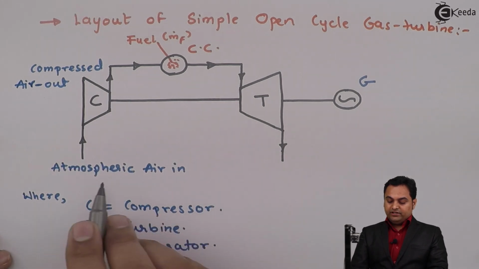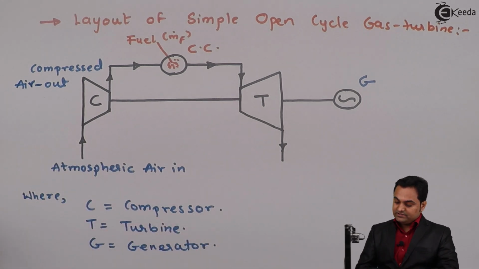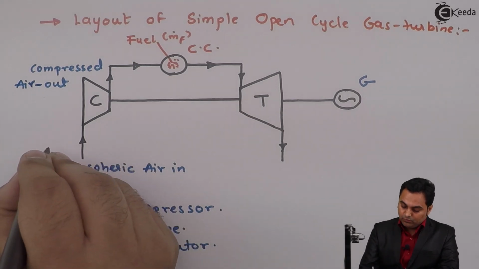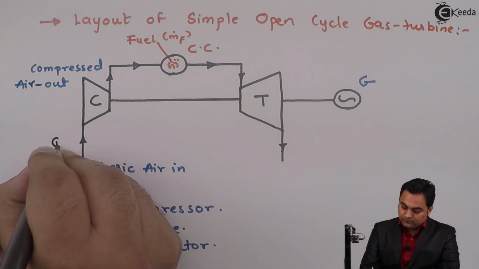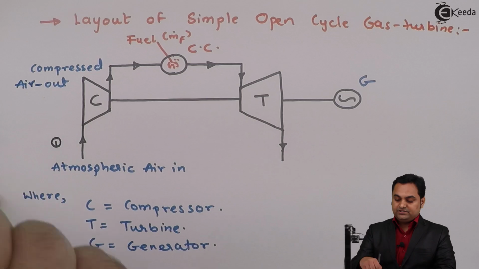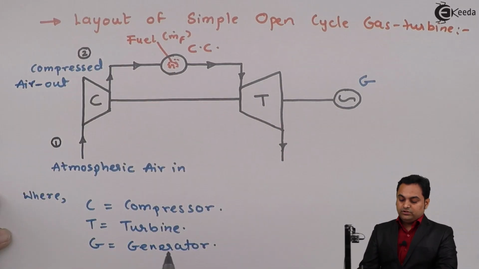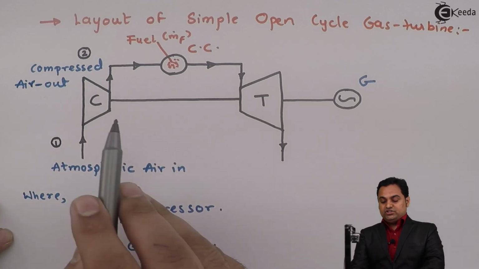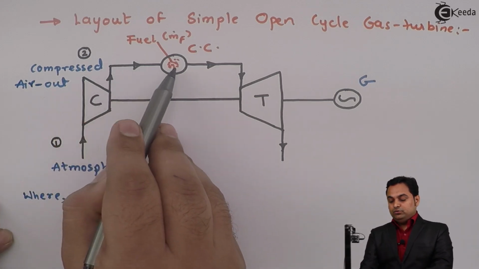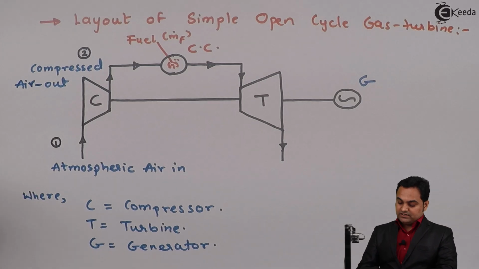So atmospheric air is in. I will call this as state number 1, and when the air is getting compressed, the state changes, so this will be state 2. Now this high pressure air which is compressed goes into CC, which is called as combustion chamber.